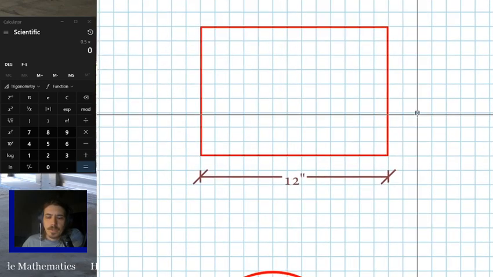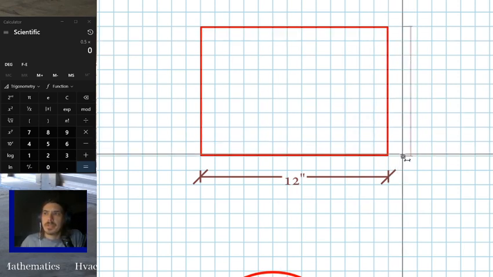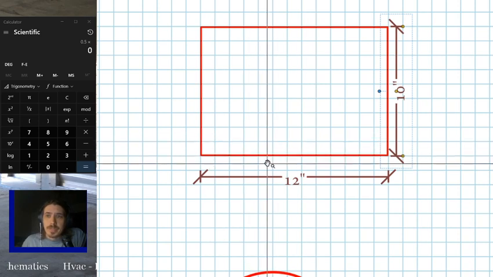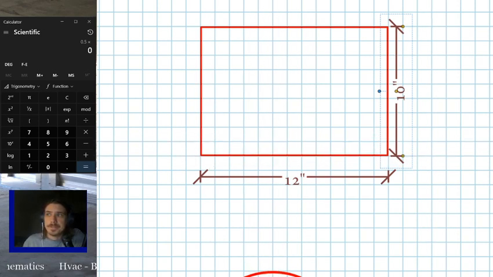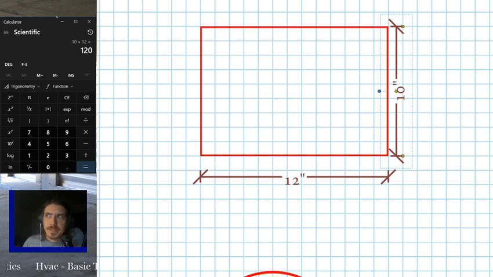So if we have a rectangle, say we have 12 inches, and then let's add another dimension to it. We'll add another dimension and say it's something simple. Let's say it's 10 inches, right? So we have 12 inches by 10 inches. Obviously, we have our calculator. 10 times 12 is 120 square inches. Very simple. Not going to go over it much further than that. But if you need the area of a basic rectangle, width times height, done.